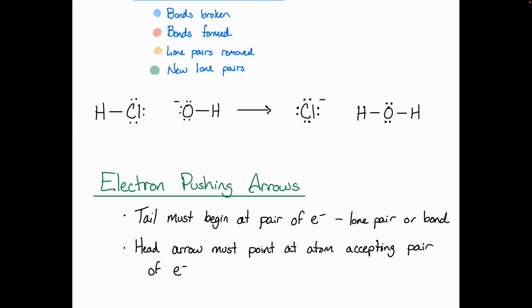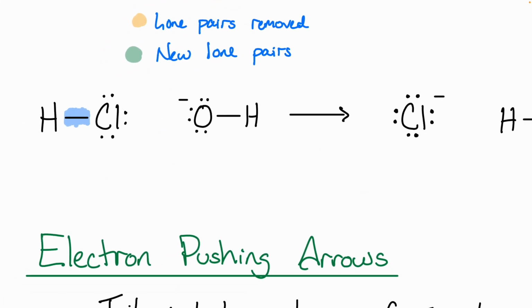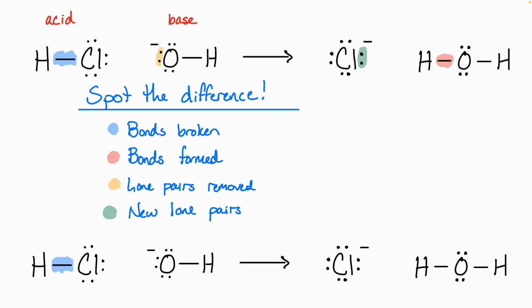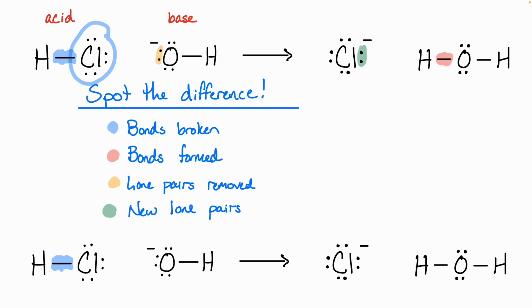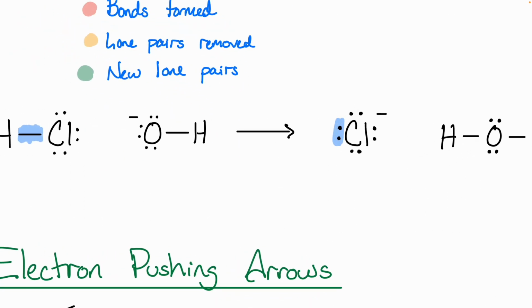All right, so we played the spot the difference game. I'm going to rewrite this so it doesn't get too confusing here. Again, we said that this bond right here, this hydrogen-chlorine bond, was broken. Well, electrons don't just disappear into thin air. That pair of electrons went somewhere. Where did that pair of electrons go in this reaction? Right, so if we look, we have chlorine here with 3 lone pairs, and on our product side, it has 4 lone pairs. Where did that extra pair of electrons come from? Well, it used to be that bonding pair between hydrogen and chlorine. Okay? That chloride ion is accepting that pair of electrons.